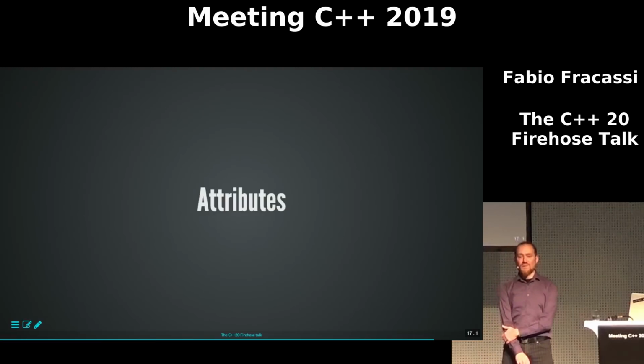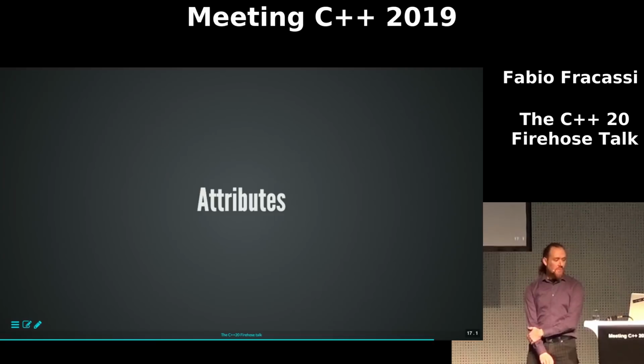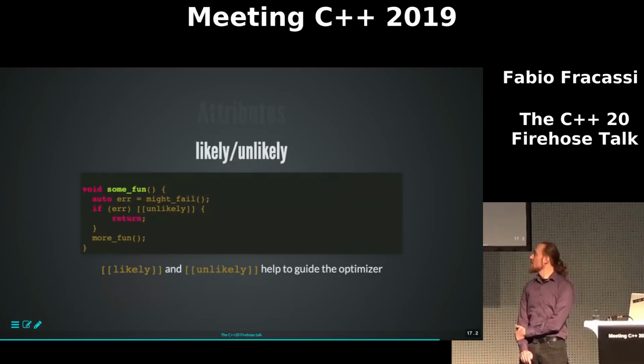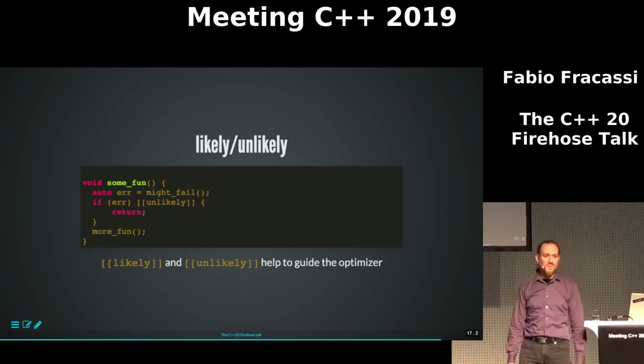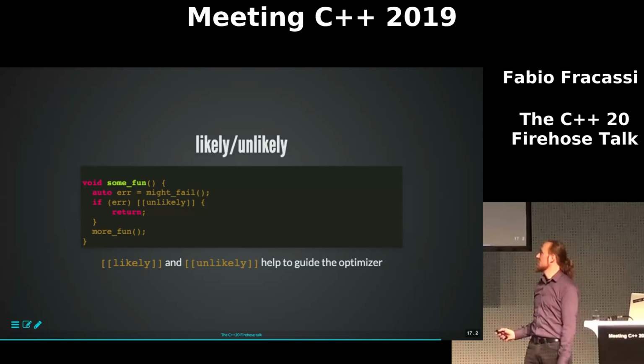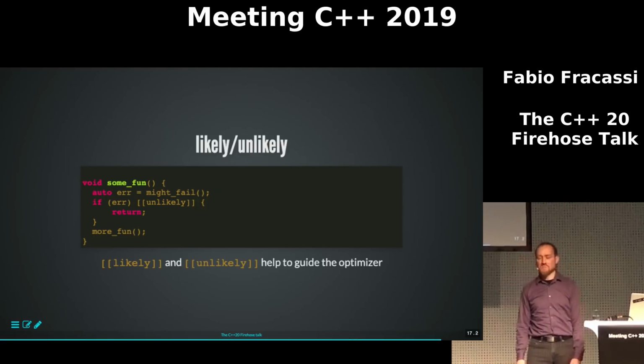We have a few new attributes. One is likely, unlikely. Just an optimizer hint. One thing you might want to use it for is something like this: you might have something that might fail with an error code, and you want to say that it's unlikely, so that the performance is optimized for the good case.